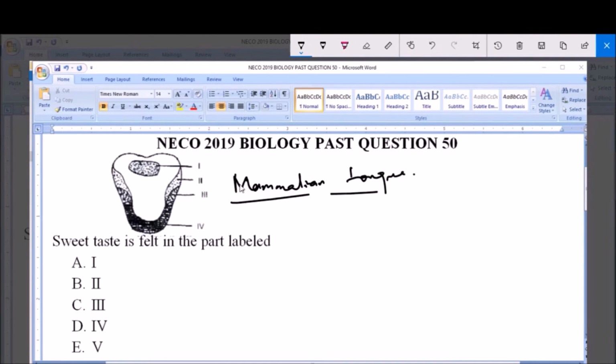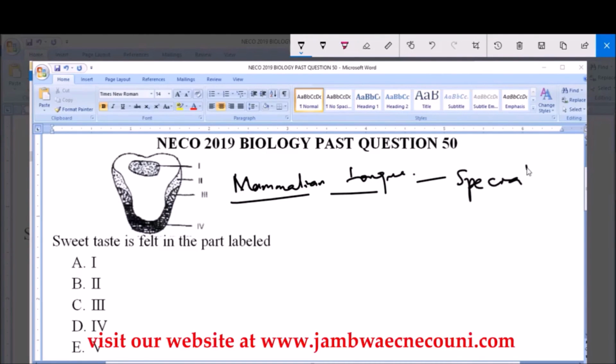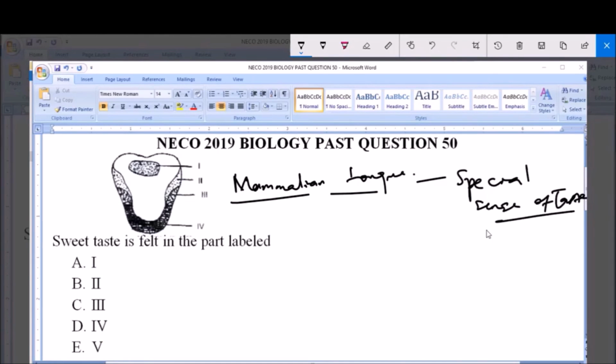Now, this mammalian tongue is responsible for the special sense of taste. Special sense of taste is responsible for what? For the sense of taste. And each segment of this tongue is specialized for a particular taste.